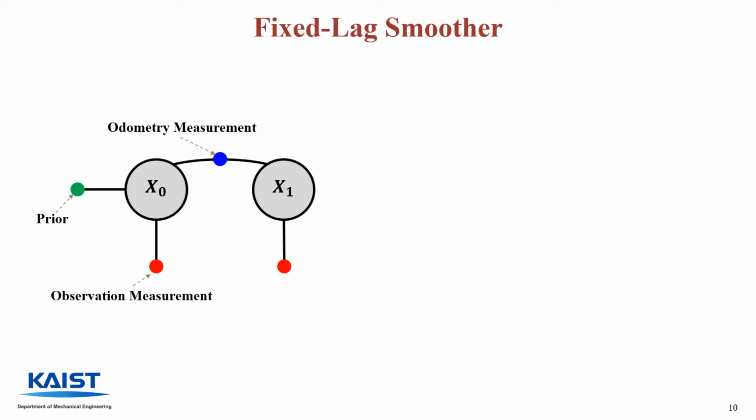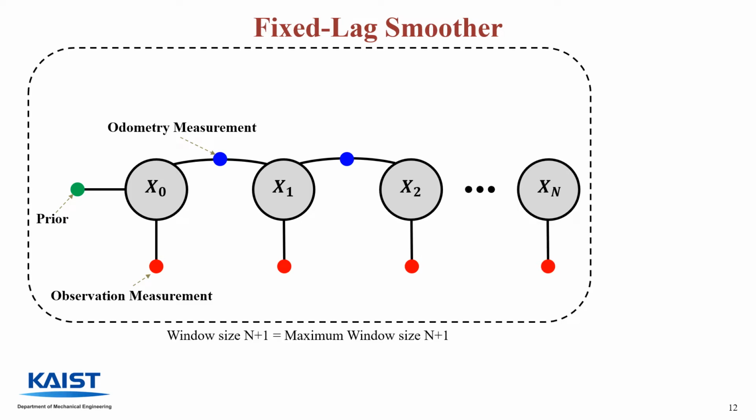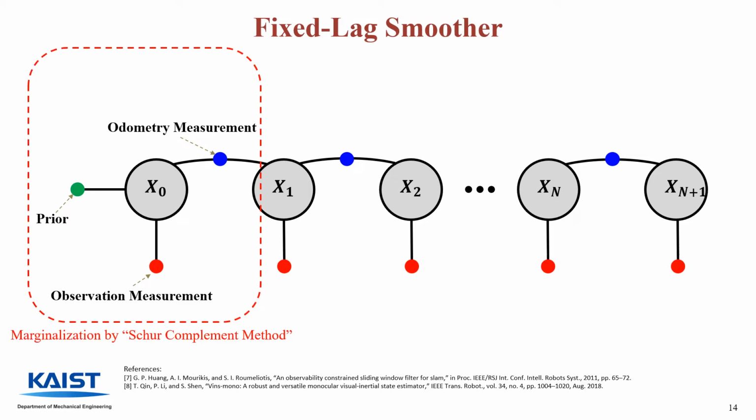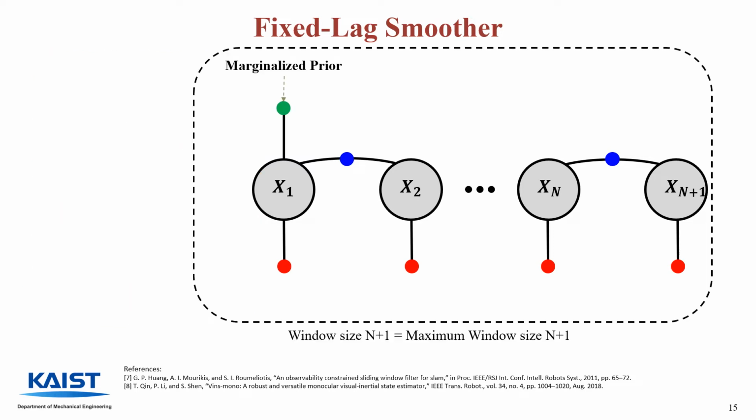The procedure can be explained graphically. As you can see, the new states and measurements are concatenated to form a bigger and bigger optimization problem until the maximum window size is met. When the window size exceeds the maximum window size, the oldest state is marginalized by the Schur complement method and becomes a new marginalized prior, which makes the problem a fixed size.